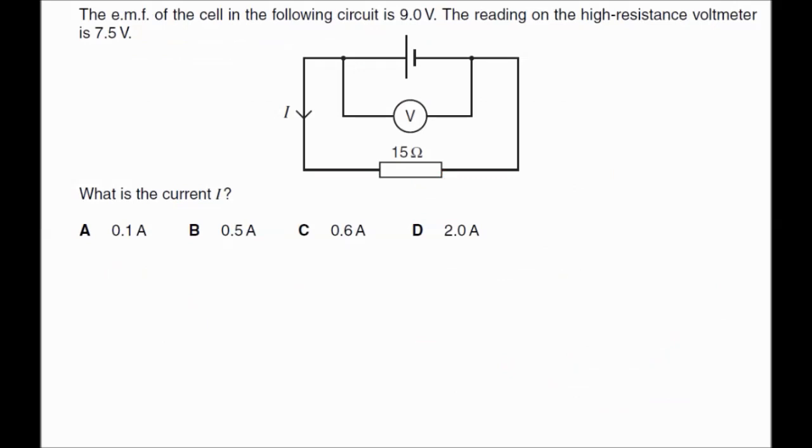The EMF of a cell in the following circuit is 9 volts. The reading on a high resistance voltmeter is 7.5 volts. What's the current I? Okay, so we're going to apply our formula that EMF is equal to the external PD plus the internal potential difference.